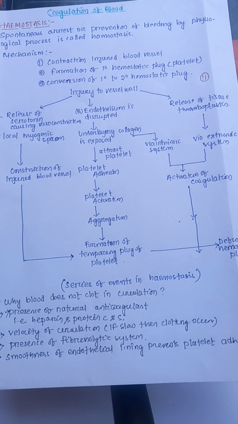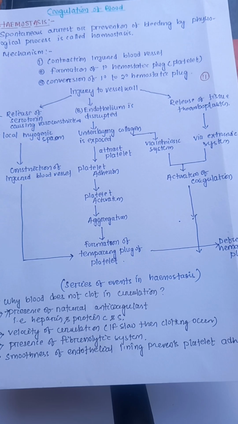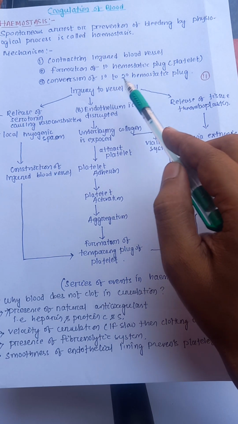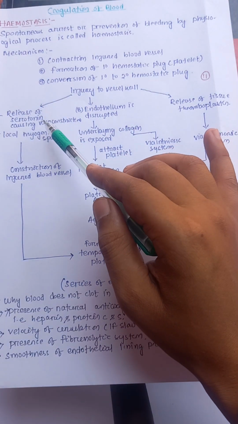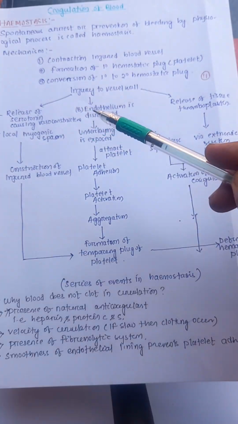Let's see the next one, that is hemostasis. Spontaneous arrest or prevention of bleeding by physiological process is called hemostasis. Mechanism: contraction of the blood vessels, formation of a temporary hemostatic plug, and conversion of the primary or temporary plug to a permanent one. What happens actually: injury to a blood vessel causes release of serotonin, causing vasoconstriction, which constricts the injured blood vessel.